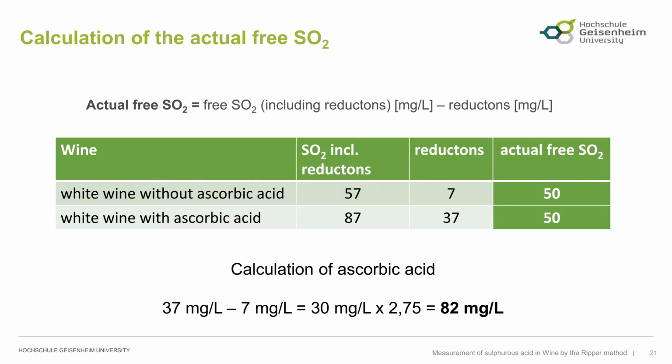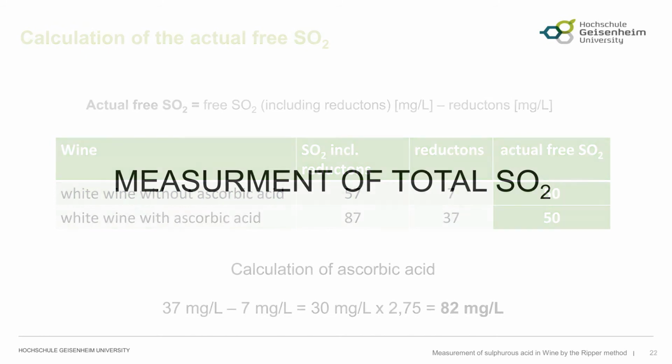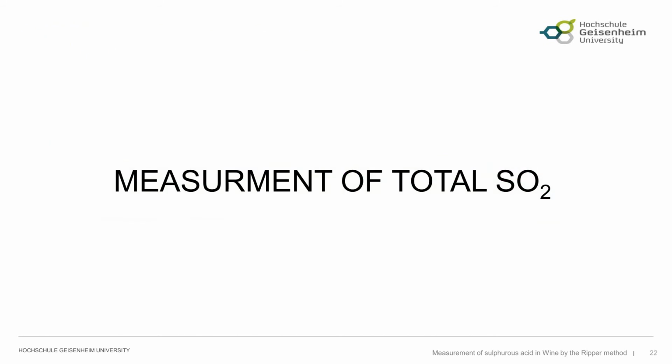If you also want to calculate the content of ascorbic acid, you have to multiply the difference between the two reduction values by 2.75. Next, we want to measure the content of total SO2.